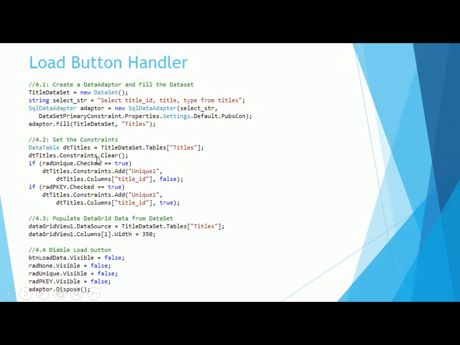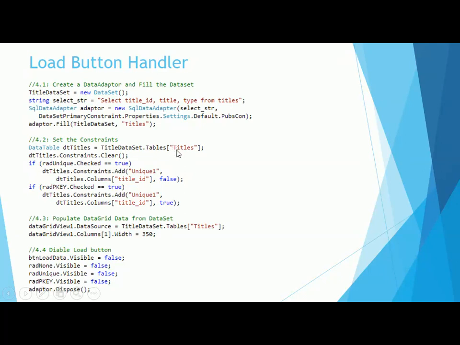In 4.2, we are actually creating the constraints. First, the fill method already created a table, and the data table is kept inside the data set. So we are just querying that data table. From the title data set, we are accessing the tables collection.